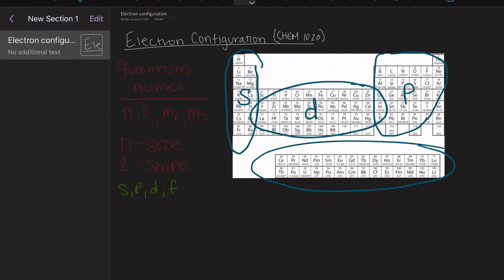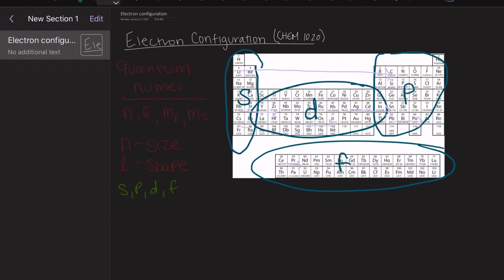So when we're making an electron configuration and we're filling in our electrons, we'll start here in s and we'll go s to p, and then s to d to p, and s to f to d to p. You'll see more about that later though.